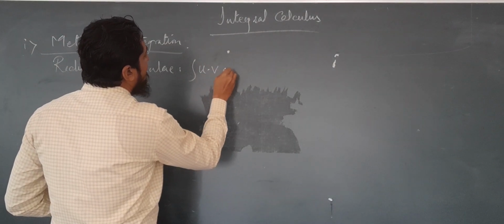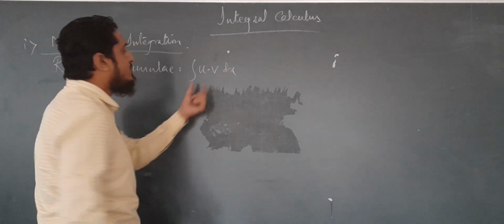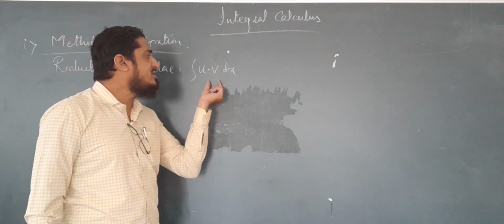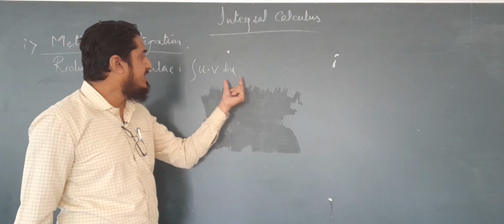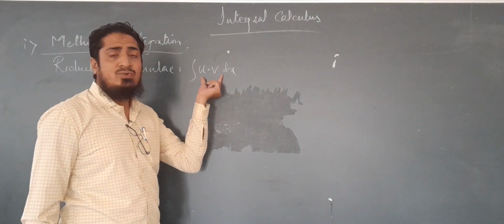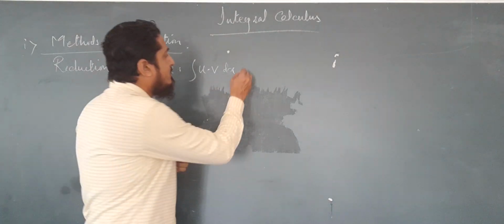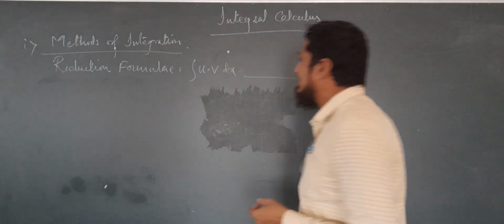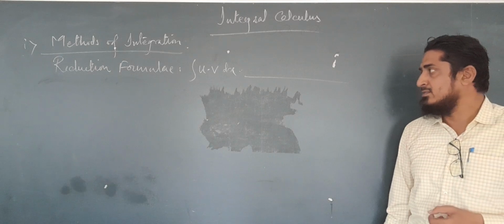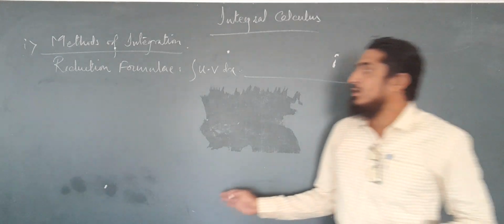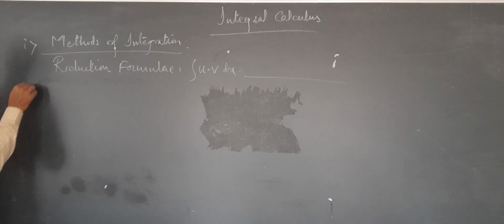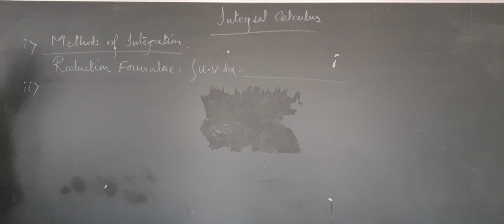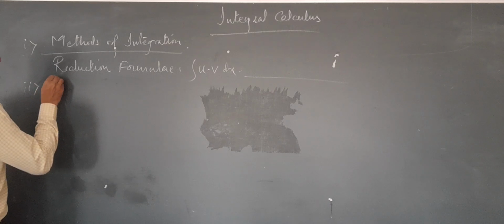integration of u into v dx, where u and v are functions of x, then we can find the integration of u into v by using the formula. We will see it in the lecture. Now we will learn the second chapter in this paper, which is integration of algebraic rational function.